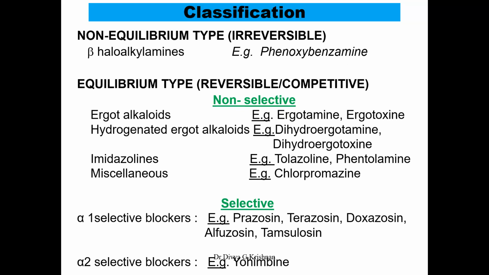Then the selective ones, these are very important. You have to pay attention to these blockers. The alpha-1 selective blockers include drugs like prazosin, terazosin, doxazosin, alfuzosin, and tamsulosin. The alpha-2 selective blockers include mainly yohimbine.